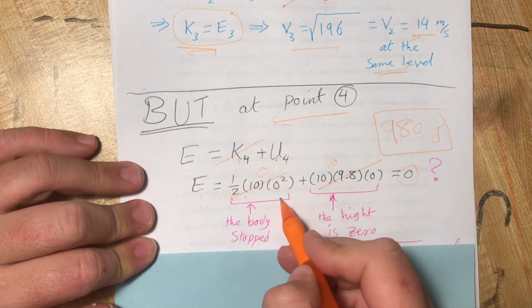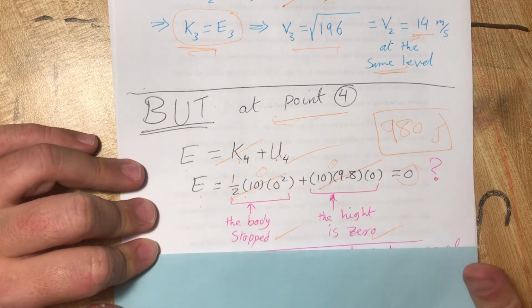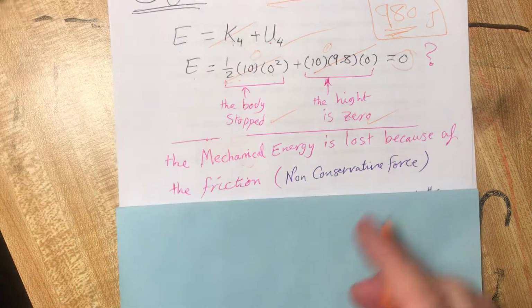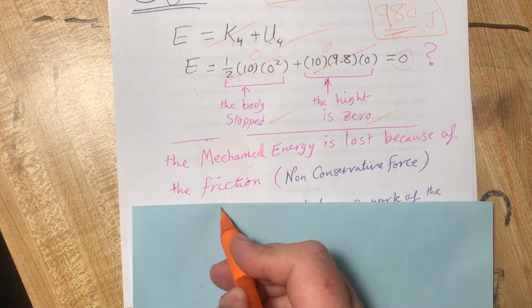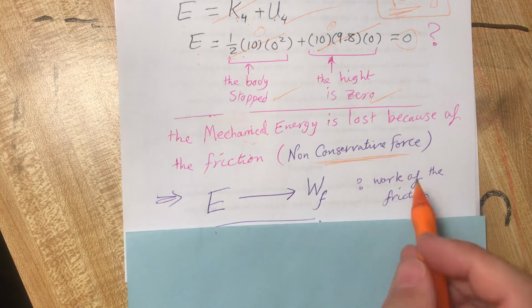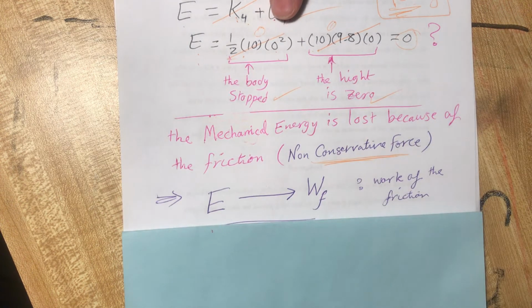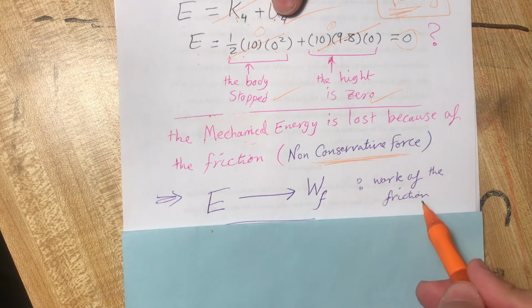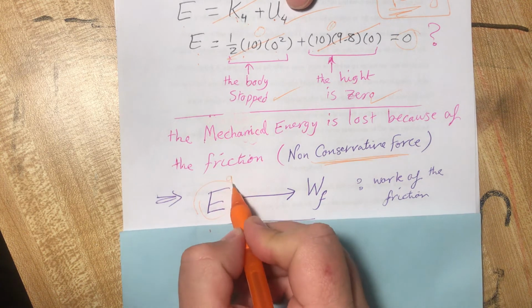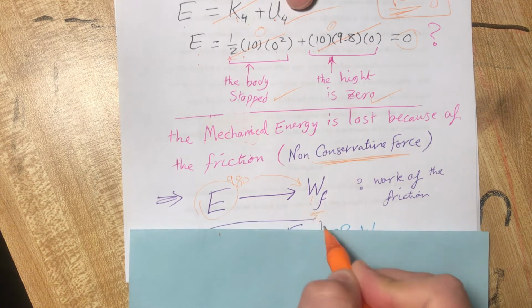The kinetic energy is 0 because the body is stopped. The potential energy is 0 because it is at the 0 level. Where is our energy? We will see that. The mechanical energy is lost because of the friction, which is not a conservative force. So this surface which has friction does a work, and this work is because of the resistance of motion. So all of our mechanical energy is lost in this work, which is the work due to friction force.